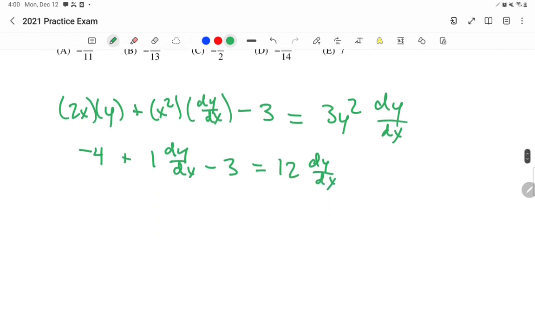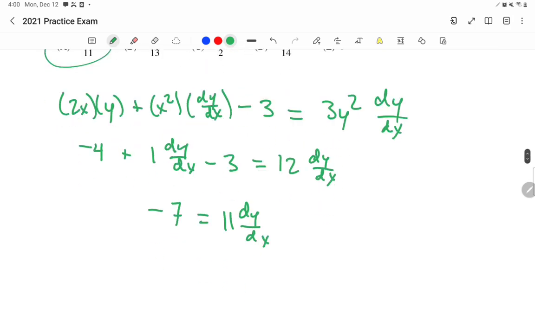I'm going to solve. Negative 4 minus 3 is negative 7. Subtract the 1 over, equals 11 dy/dx. Divide by 11, we get negative 7 over 11.